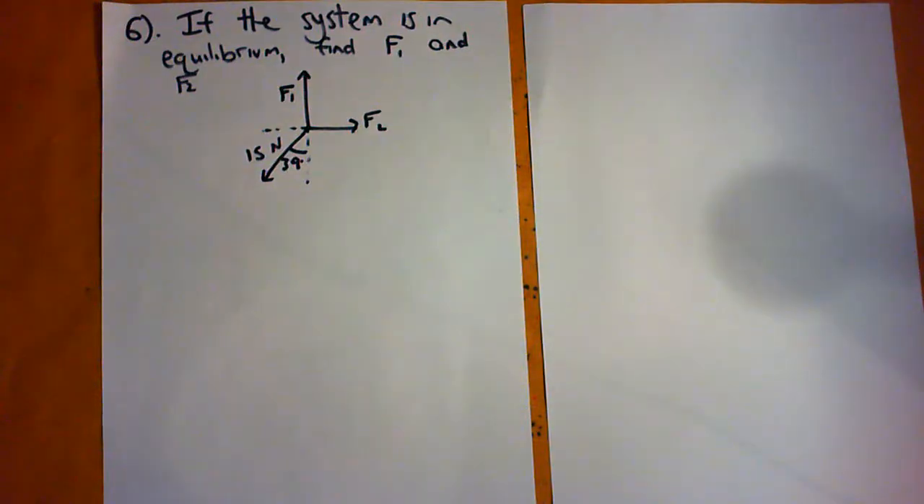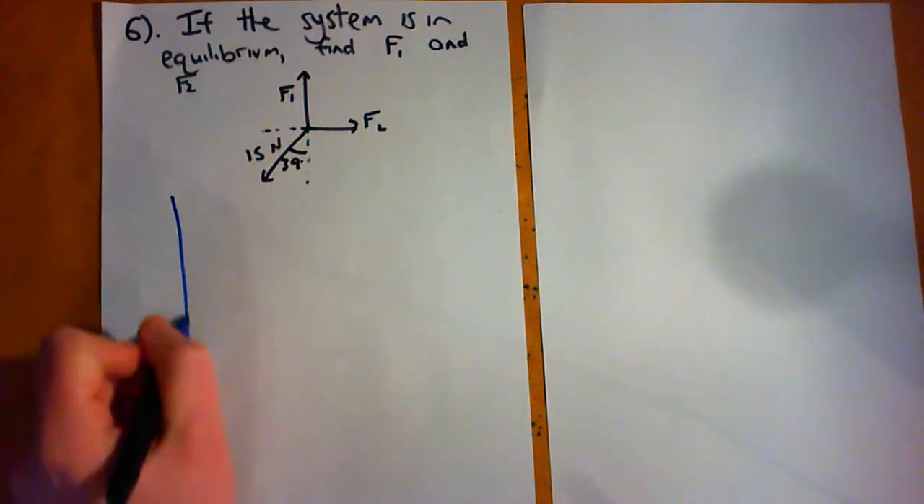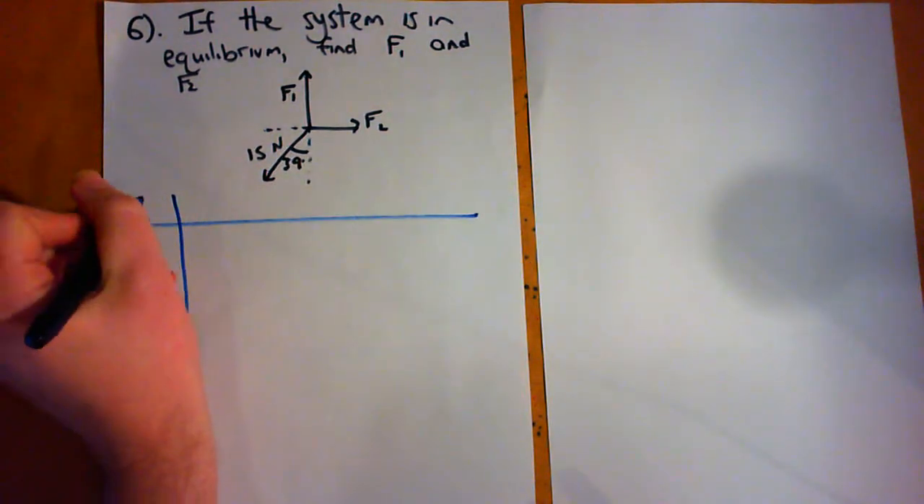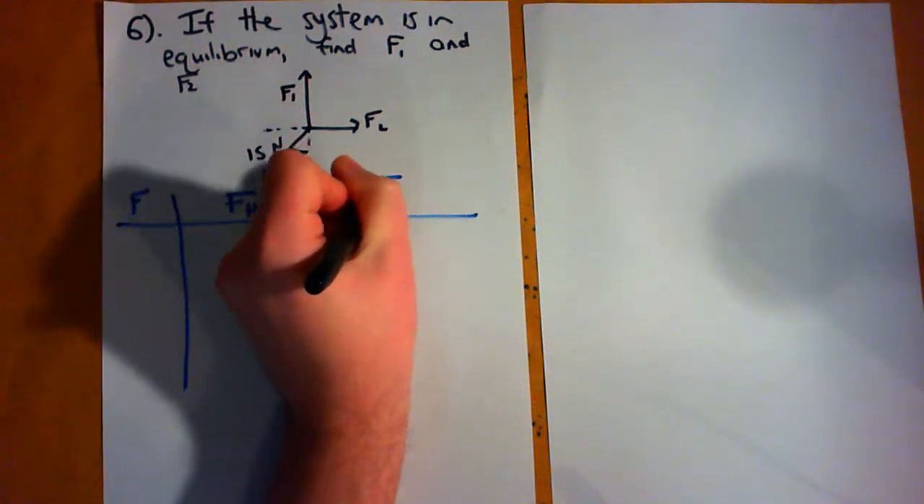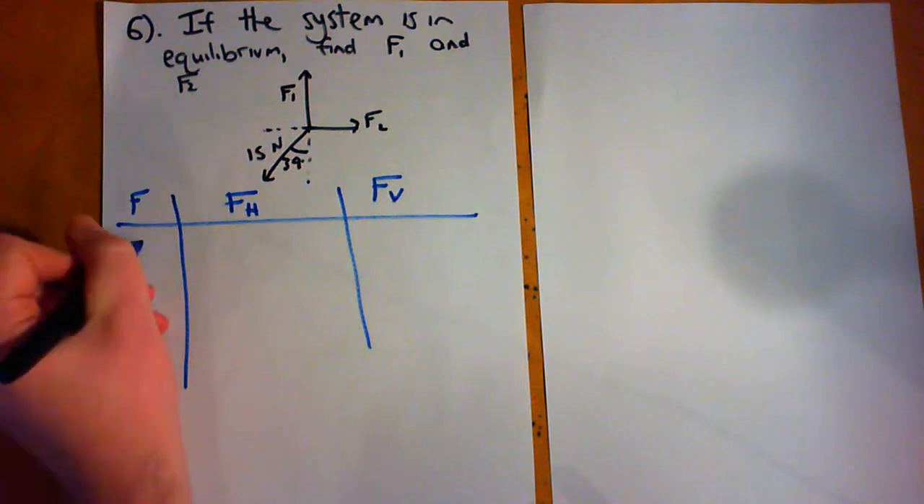Hello viewers, question 6. We have a system in equilibrium here, which means that the resultant should be 0. And we need to find the two forces F1 and F2 that make that the case. So let's draw our force table. We've got the forces, we've got a horizontal component, and we have a vertical component.